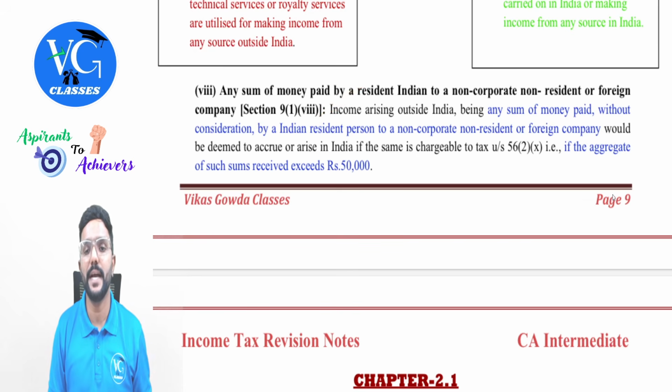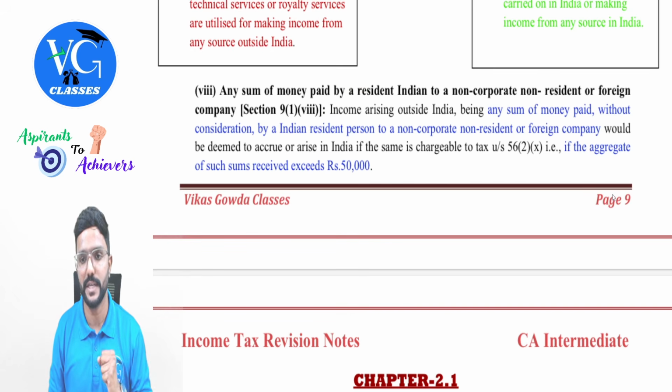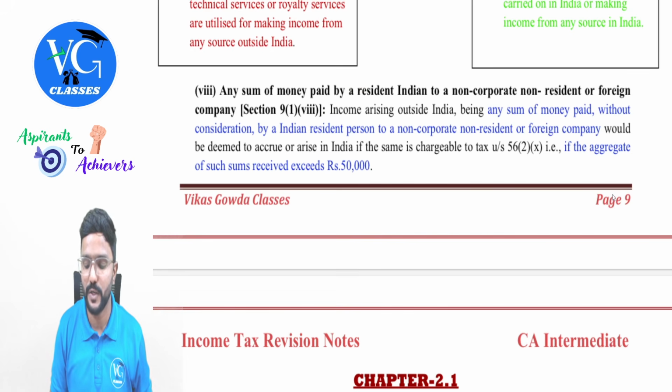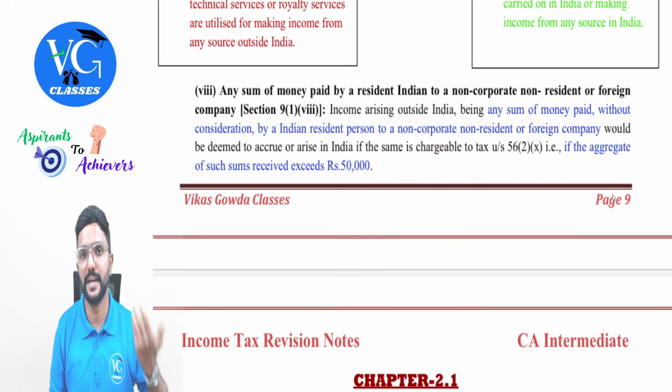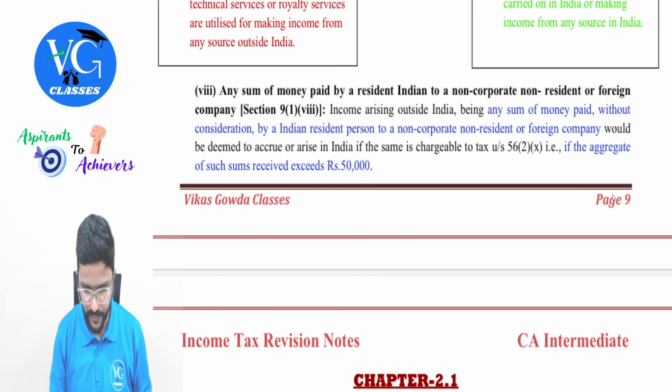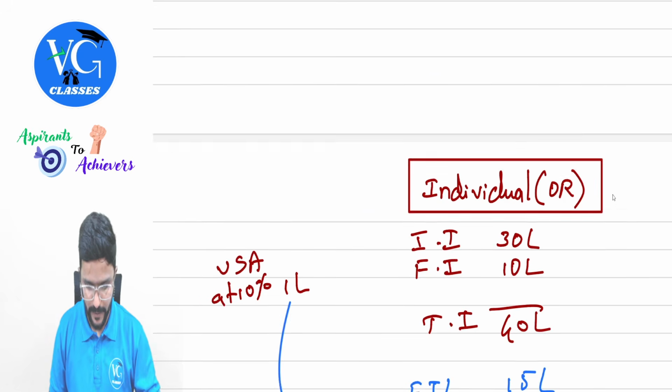Income arising outside India, being any sum of money paid without consideration by an Indian resident person to a non-corporate non-resident or a foreign company, would be deemed to accrue or arise in India if the same is chargeable to tax under section 56(2)(x), which talks about gift taxation under the head other sources, guys. That is nothing but if the aggregate of such sum received exceeds 50,000. So I will try to explain this.